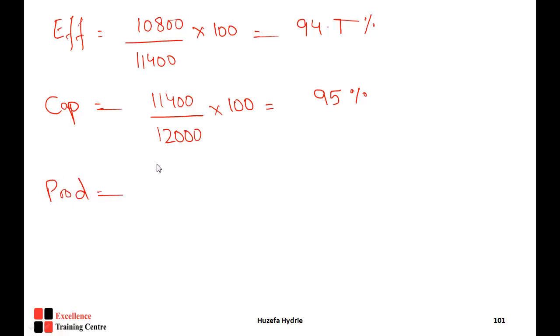And then we have the third one, production volume ratio. That is standard divided by budgeted. So standard is 10,800 divided by 12,000, multiply by 100. 90%. Okay, any confusion in these formulas? No. Everyone is fine? Yeah.